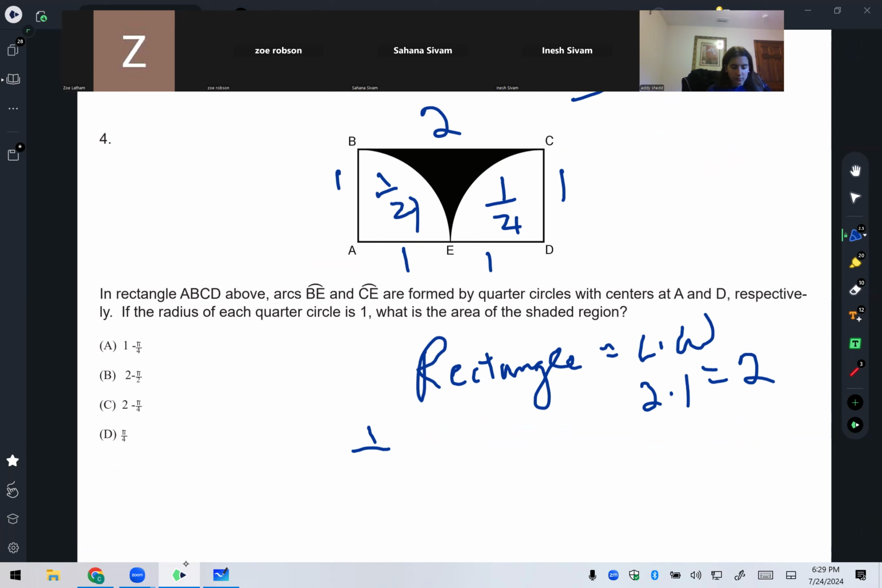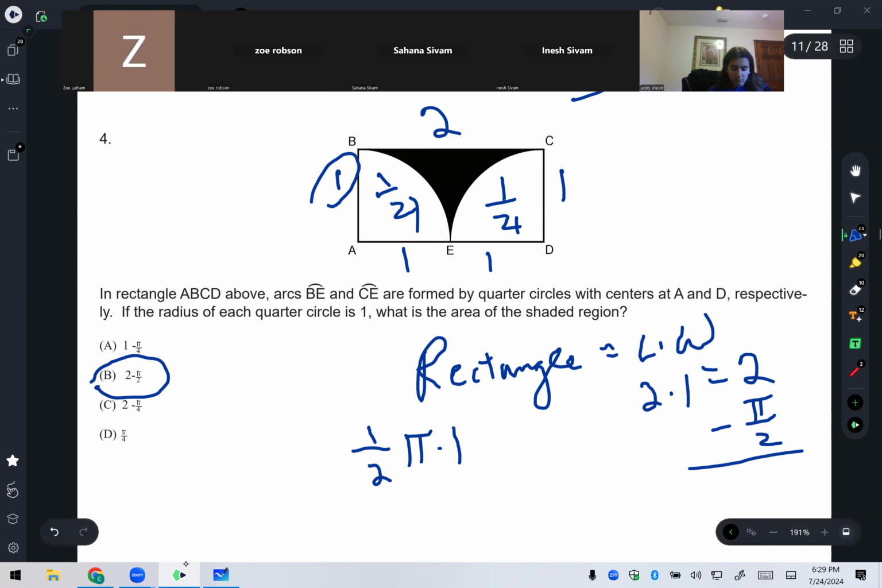So we have 1/2 of pi r squared where the radius is 1. Yeah, you could do 2 quarter circles. So then I'm going to subtract pi over 2. And so the closest thing would be 2 minus pi over 2.